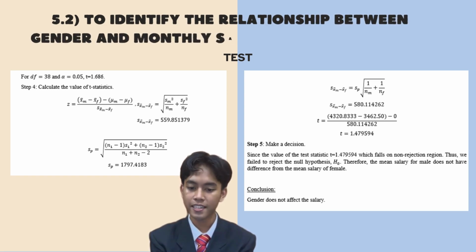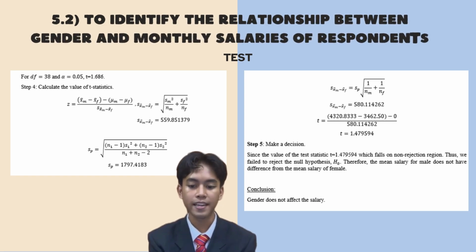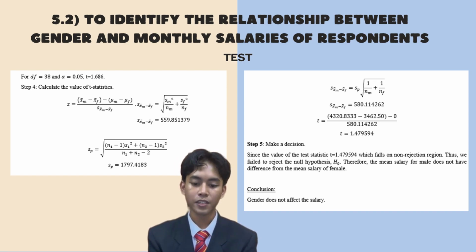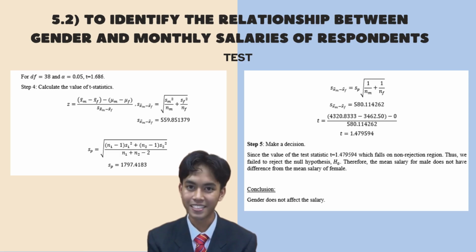1.479594, which is less than the critical value t equal to 1.686, which falls in the non-rejection region. Thus, we fail to reject the null hypothesis. Therefore, the mean salary for male does not have a difference with the mean salary for female. The conclusion that we get from this calculation is we can state that gender does not affect the salary.